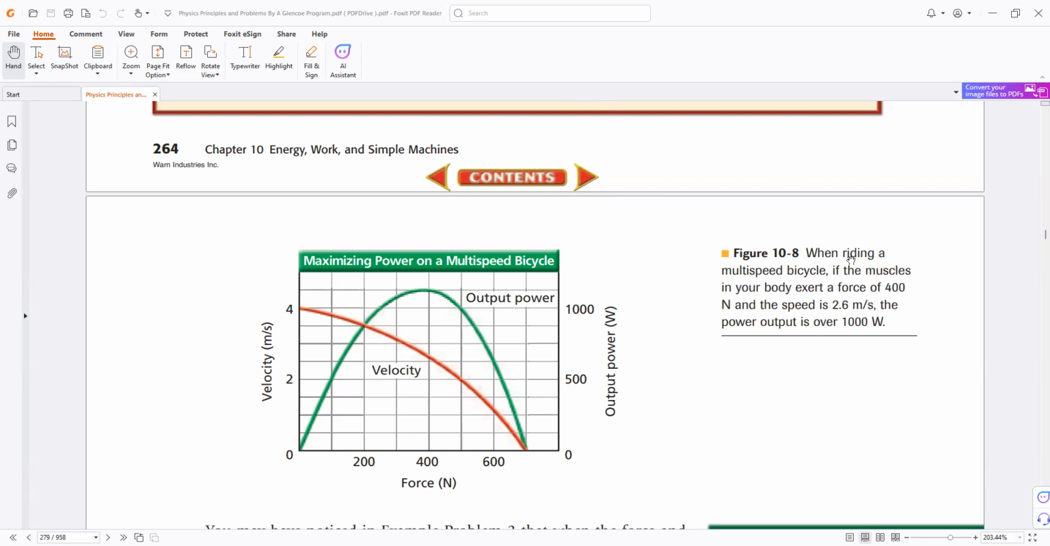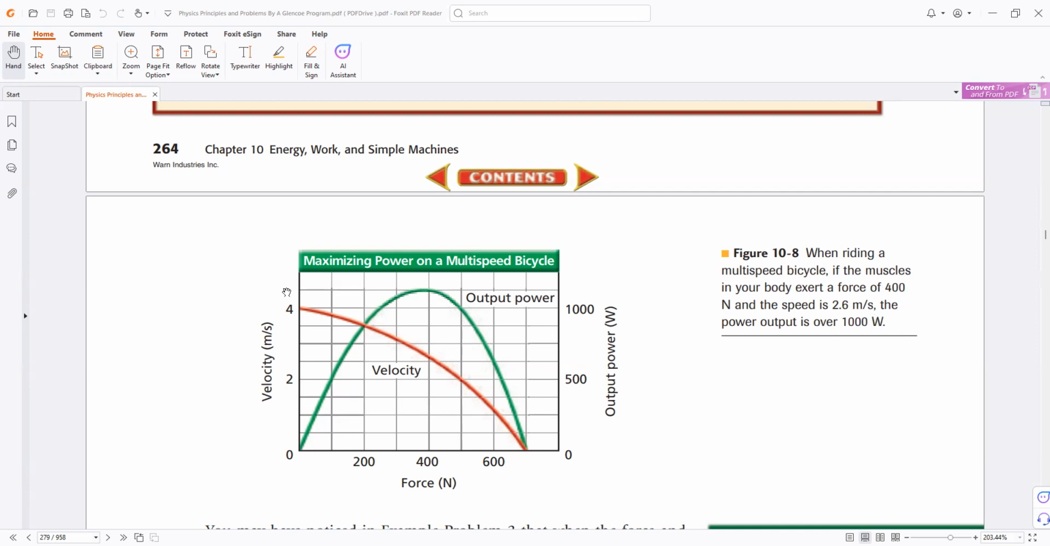When riding a multi-speed bicycle, can you travel with the same speed the whole time? That's my question. Is it possible? No, sir. No. So now, if the muscles in our body exert a force of 400 Newton and the speed is 2.6 meter per second, then the power output is over how much? 1000 watt. So that is the graph.